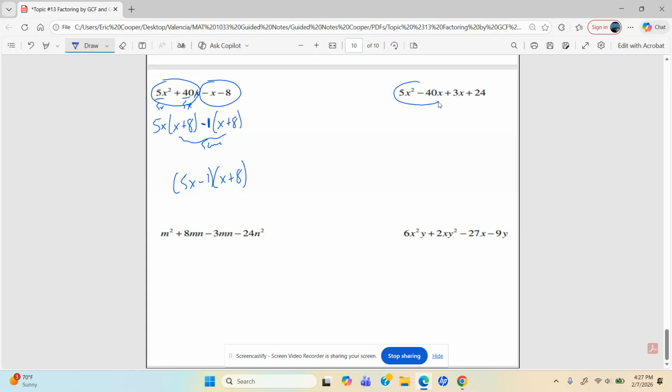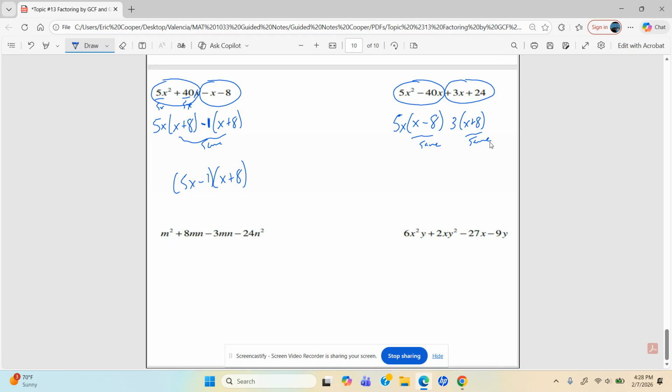Let's take a look here at these two problems. 5x squared minus 40x. Again, we can take out a 5 and an x. 5x squared divided by 5x is x. 40x divided by 5x just leaves me with the negative 8. 3x plus 24. I take out a 3. And when I do that, I'm left with an x plus 8. So now we see these aren't the same. So that is incorrect.